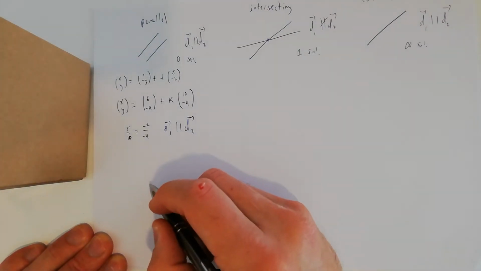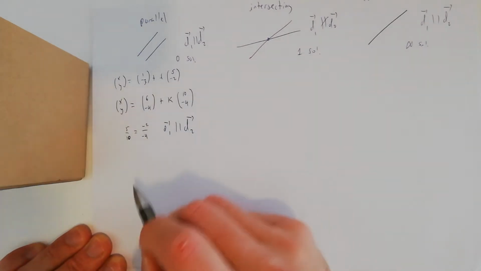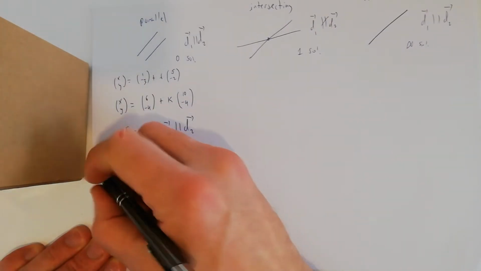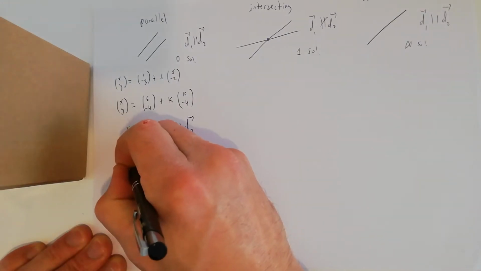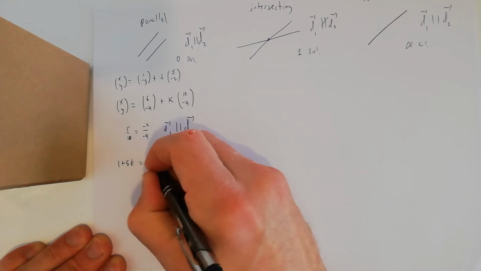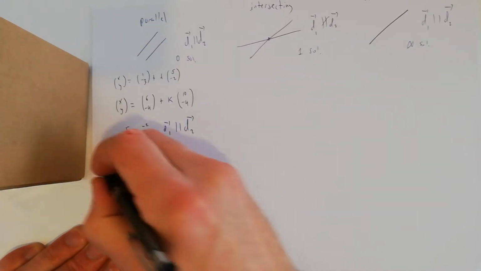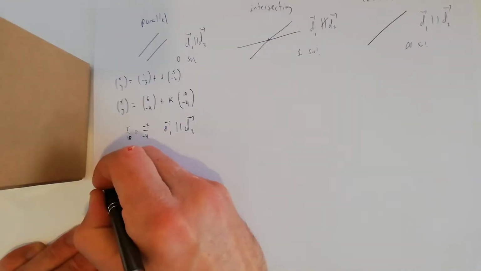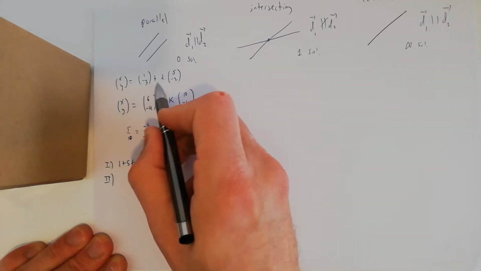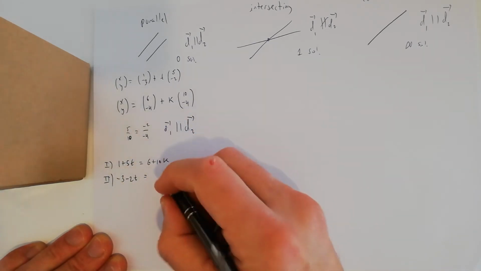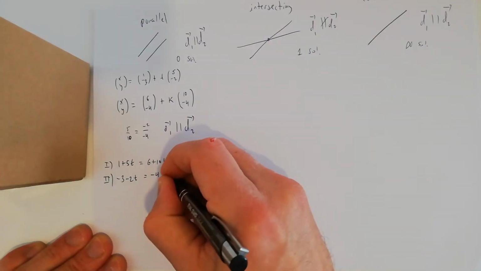We are going to write a system of equations by equaling the x's and the y's. So the x of the first line is equal to 1 plus 5t, and the x of the second line is 6 plus 10k. That's equation 1. The y of the first line is -3 minus 2t, and the y of the second line is -4 minus 4k.